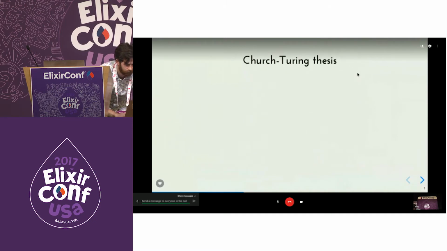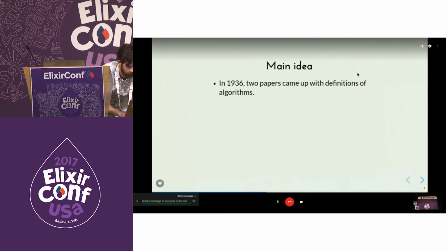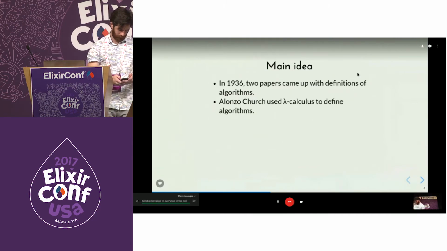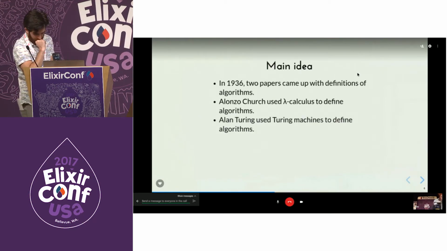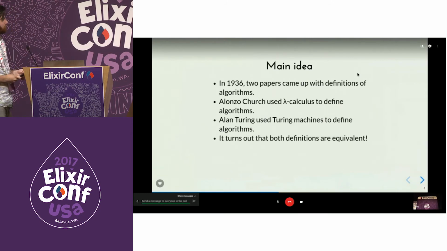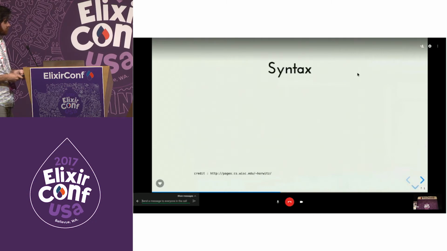These guys proposed the Church-Turing thesis. In 1936, people wanted to formalize the definition of algorithms. So Alonzo Church used lambda calculus to define what algorithms are and formalize them using this notion. And Alan Turing used his Turing machine to define algorithms, which we all know informally as step-by-step instructions, but here we try to formalize it. And it turns out from this thesis that both of those abstract models are equivalent.